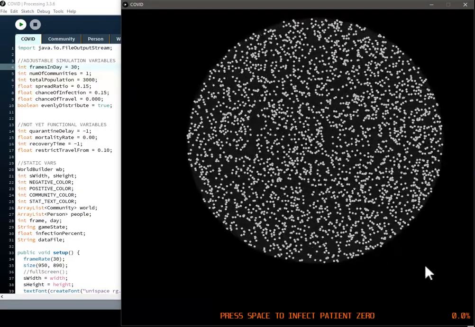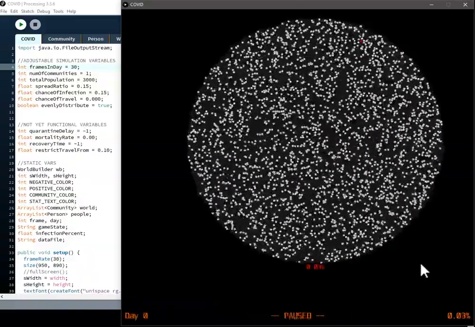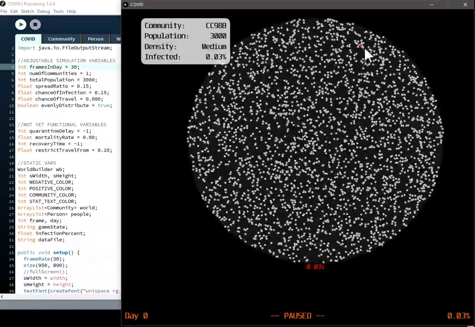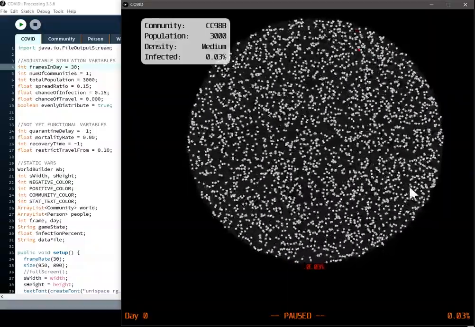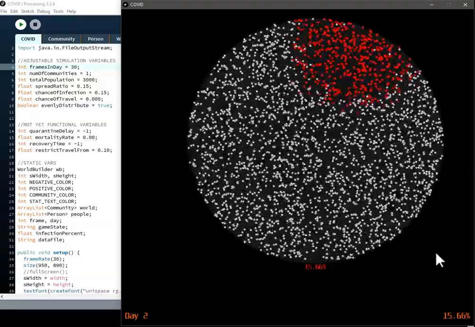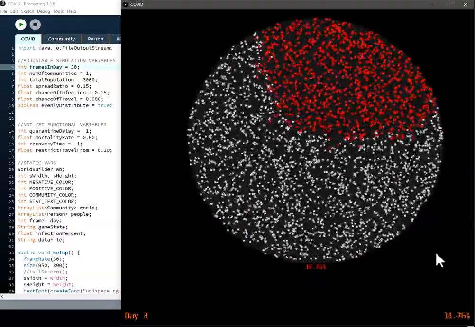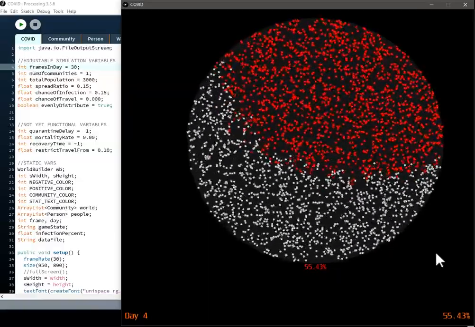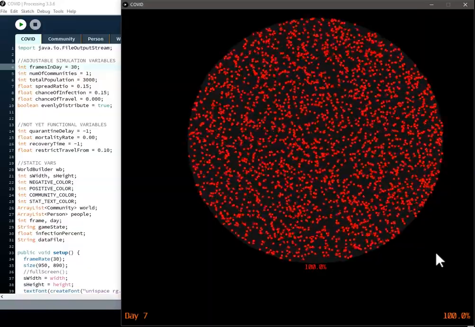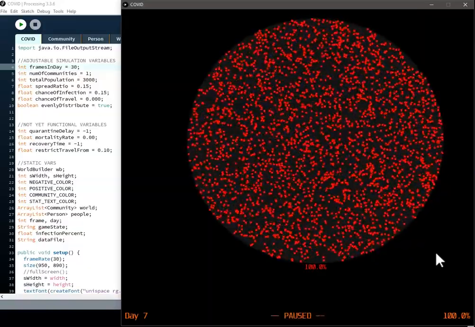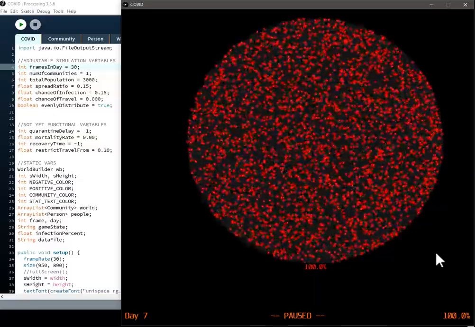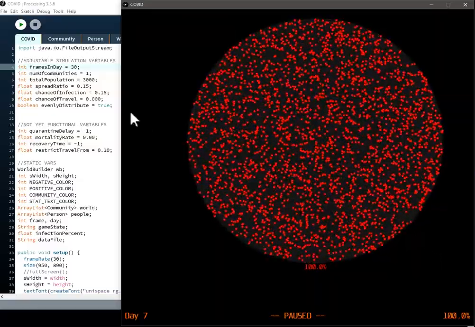All right, I'm going to press space, and patient 0 was created right there, that little red dot. I have the simulation paused right now, but as soon as I unpause it, you're going to see the infection begin to spread. And it only took a week for the virus to spread throughout this entire community. So what influenced the behavior of that?